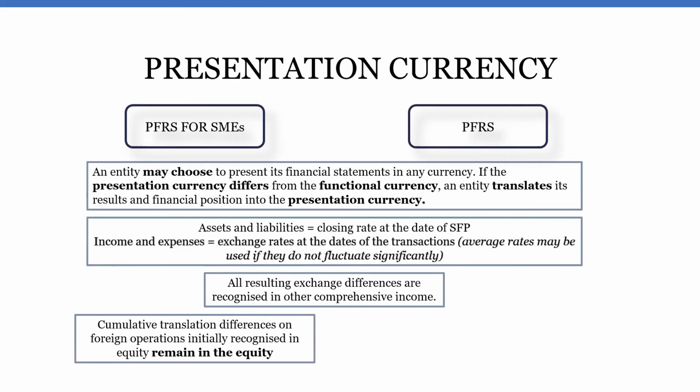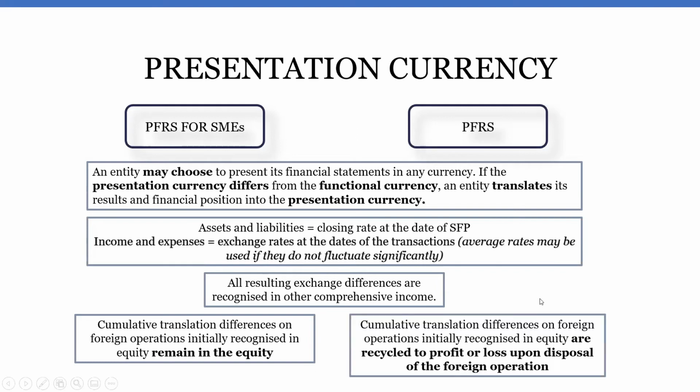The cumulative translation differences on foreign operations initially recognized in equity remain in equity for SME, because, like what I mentioned earlier, it is not permitted to recycle from equity to profit or loss. So, it remains in equity for SME. For full PFRS, the cumulative translation differences on foreign operations initially recognized in equity are recycled to P&L upon disposal.